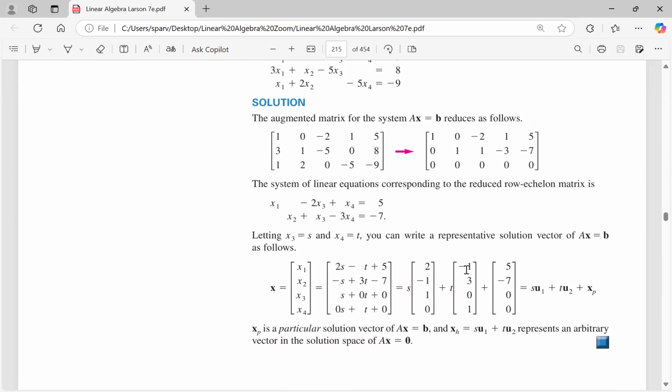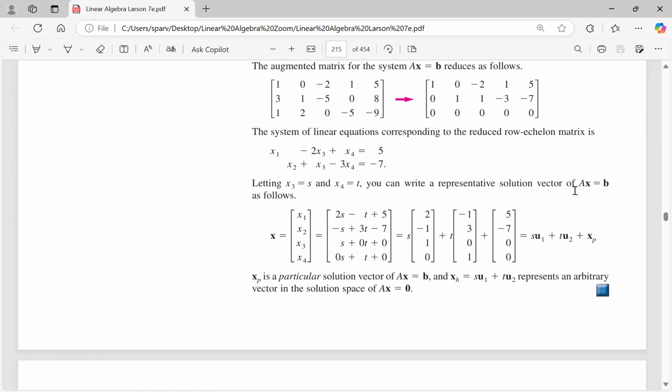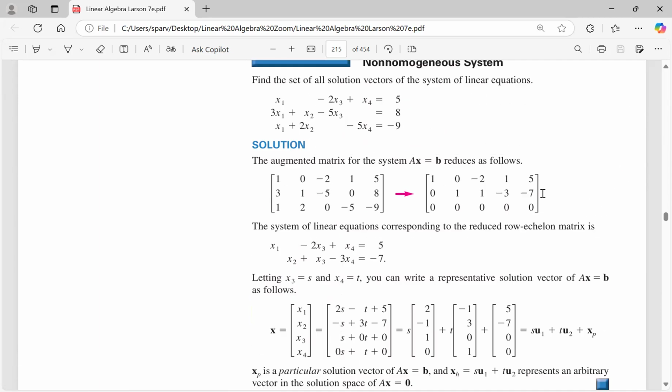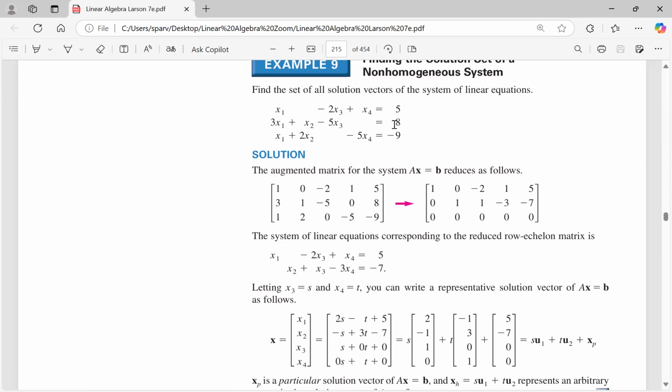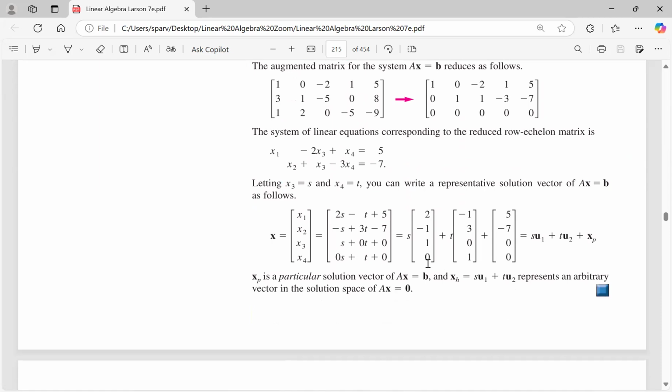And we have some free variables here, right? Remember, the first column is x sub 1, second is x sub 2, third x sub 3, fourth x sub 4. So we're going to let x sub 4 be t, x sub 3 be s. So there are 2 free variables here. And the solution to the non-homogeneous system, AX equals B. Remember, 5, 8, 9, negative 9, that's your B. It's going to be this.